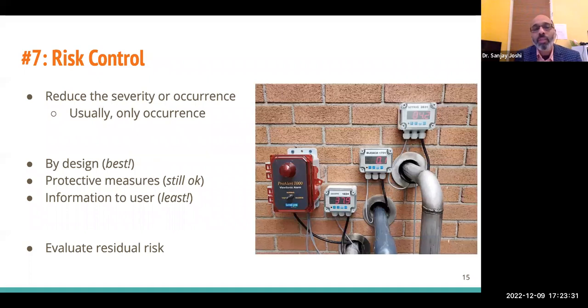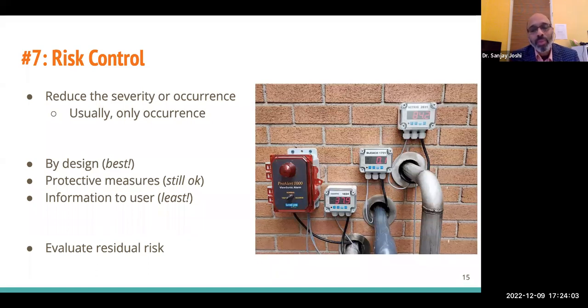So there are different kinds of risk control. They can either reduce the severity or the occurrence. Most of the time, I have seen them reduce the occurrence. Very rarely they will reduce the severity. One example of reducing severity is if you completely change the design: instead of using lasers, you use visible light, and the severity is much lower. The first kind of risk controls are by design, and they are absolutely the best kind of controls you can have. The second kind are protective measures, some kind of shield on the product. They are still okay. You can still use them.